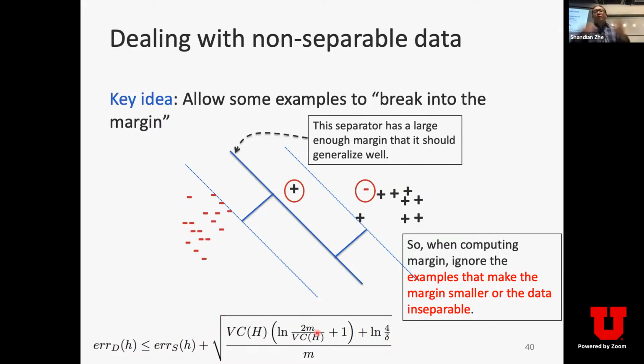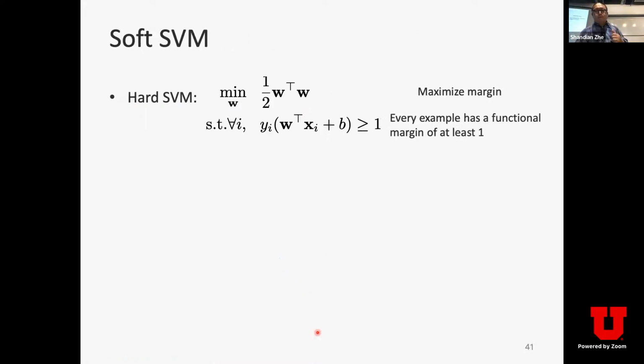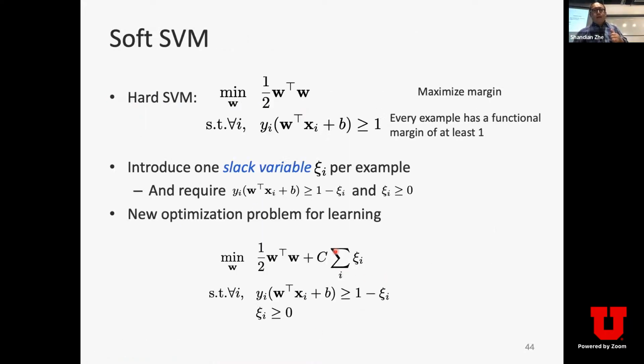So you shouldn't allow too many examples to break into the margin. Because if you break into the margin, then it is likely that you will misclassify those training examples and increase your training error. Does it make sense? That's why we should add this additional term, because when ξi is bigger than 0, it means this example is allowed to break into the margin, and then you have a chance to misclassify and increase the training error.